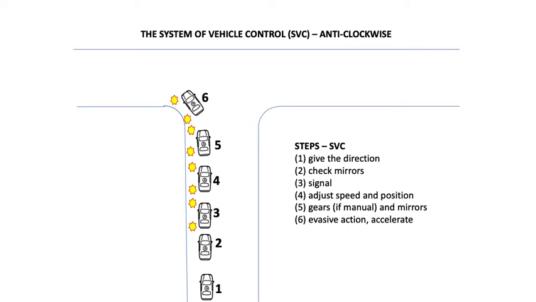So step one, give the direction. So the instructor would say at the end of the road, we'll take a left turn. Step two, mirror check for our situational awareness about what's happening around our vehicle. For example, are we being heavily tailgated? Step three, signal with the left indicator. Again, sufficient notice. Step four, adjust speed and position.